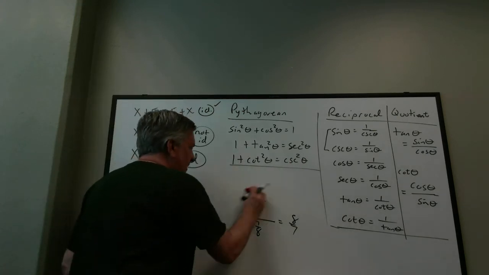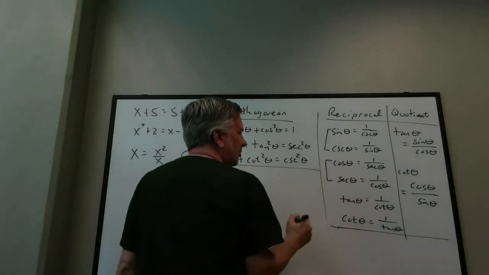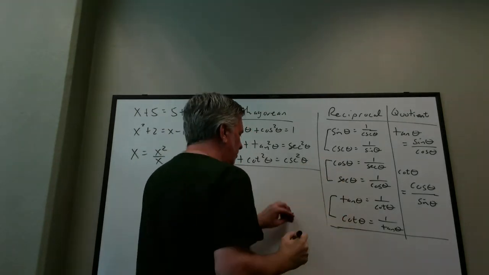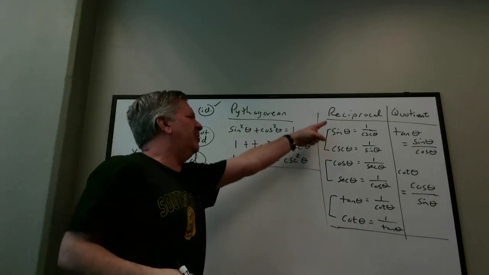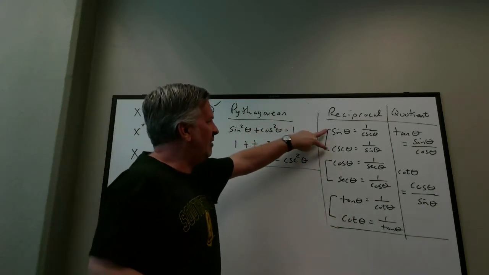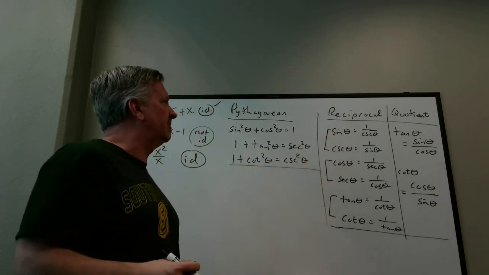Okay? And notice what the next two reciprocal identities are saying. Cosine and secant are reciprocals of one another. Tan and cotan are reciprocals of one another. So I mentioned that in the last section. Don't memorize these, just remember them as pairs. Sine and cosecant are reciprocals, cosine and secant are reciprocals, tangent and cotangent are reciprocals.